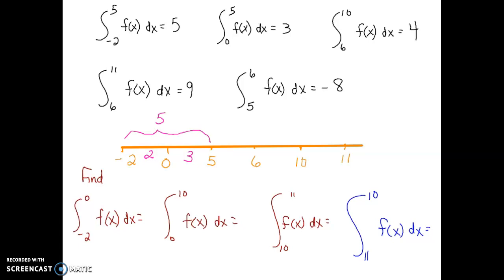My next one, between 6 and 10, is 4. Between 6 and 11, this one should be 9. So let's go ahead and fill in between 10 and 11. That should have a value of 5, so that 4 plus 5 equals the 9. And then my last one, between 5 and 6, is a negative 8.